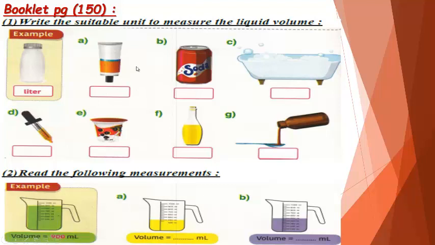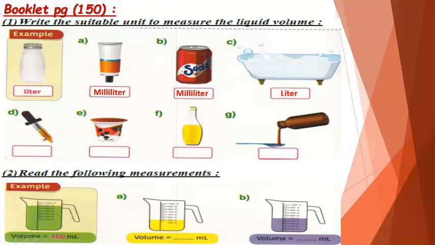Here I have to put a measuring unit for these liquids. The first one, I think it's clear. It's a bottle of milk. So I'm going to use liter. This is a toothpaste. So we are going to use, of course, milliliter. This is a soda can. Soda can, I think it's a small object, so I'm going to use milliliter. Look at this here. I have a large amount of water, so I'm going to use liter.